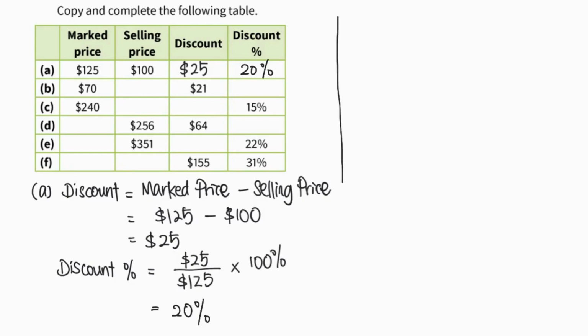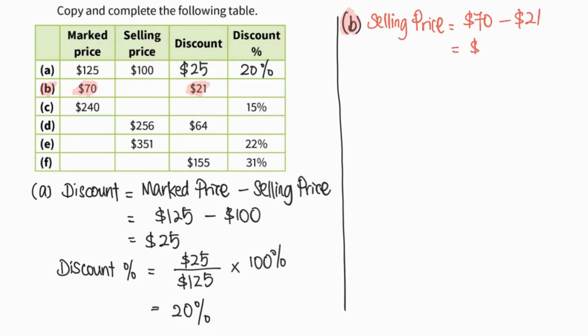Using this same idea, I can easily do part B. I'm given the discount of $21. So for part B, $70 is the mark price, discount is 21. So what is the selling price? It's simply the mark price minus away the discount, so that is the price that I would get, which is the selling price, $49.